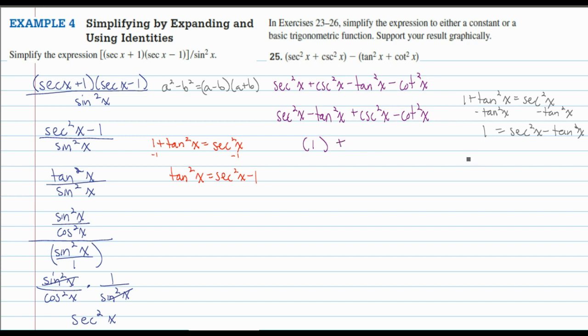The Pythagorean identity starts out as cotangent squared of x plus 1 equals cosecant squared of x. Well, if I subtract cotangent squared of x from both sides, I get 1 equals cosecant squared of x minus cotangent squared of x. So this expression here equals 1. So my answer is 2. This whole mess up here simplifies down to just 2.